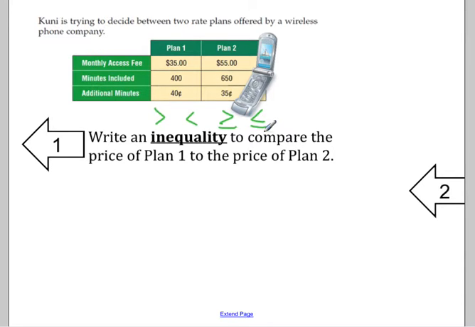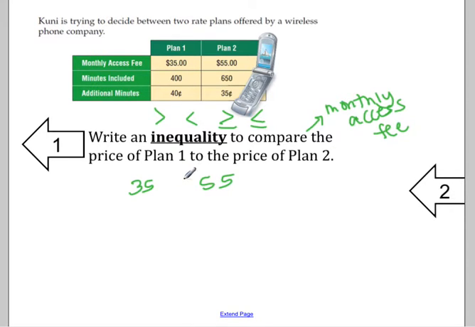Okay, we want to write an inequality to compare the price of Plan 1 to the price of Plan 2. And what this really wants, it's missing some wording, we want to compare the monthly access fee. If I look at Plan 1, the monthly access fee is $35, and Plan 2, the monthly access fee is $55, so it wants an inequality.